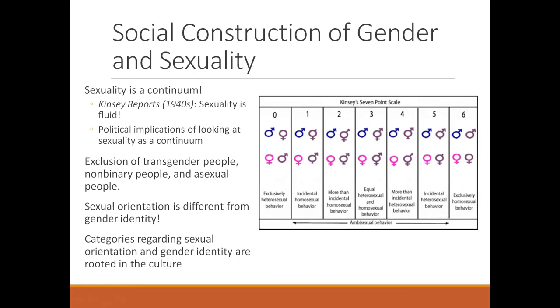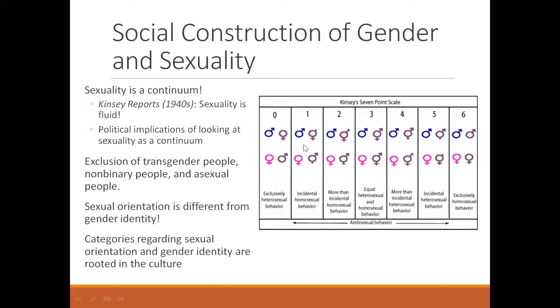The Kinsey reports, the two-part series, discovered that for people who identify as either exclusively heterosexual or exclusively homosexual at the time the study was conducted, their history actually revealed that not everyone who identified as heterosexual was only involved with a partner of the opposite gender, and not everyone who identified as homosexual was only involved with a partner of the same gender. There was actually a lot of fluidity. For example, people who were in heterosexual relationships had also previously been in relationships with members of the same gender, or in other cases, people who were in relationships with the same gender had also previously gotten involved with members of the opposite gender before coming out as gay, lesbian, and so on.